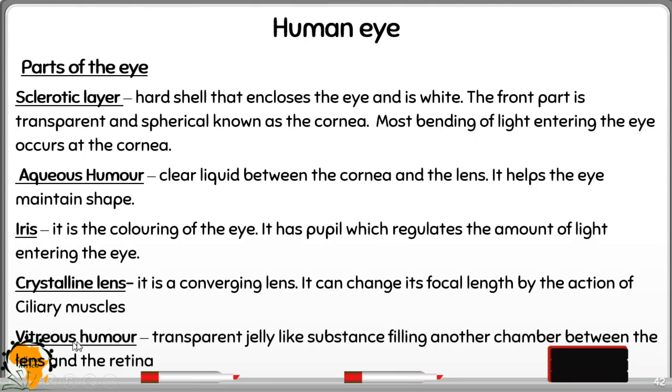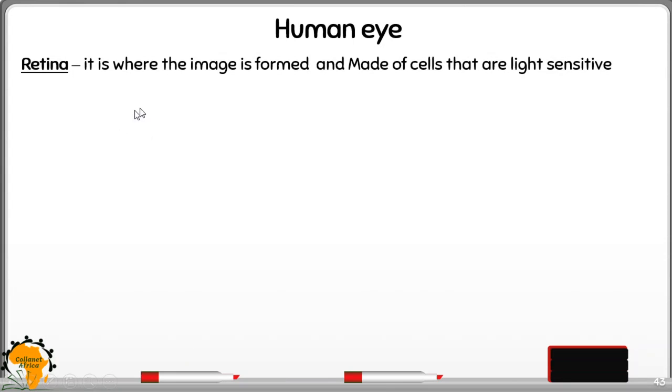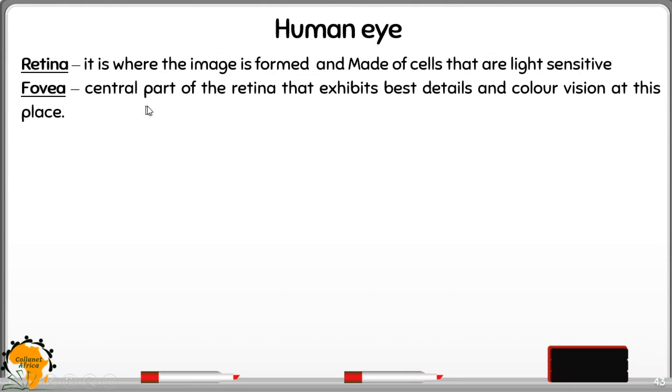We have the vitreous humor. This is a transparent jelly-like substance filling another chamber between the lens and the retina. We continue with the parts. We have the retina. This is where the images are formed, and it is made of cells that are sensitive to light. This is the central part of the retina, and it exhibits the best details and the color vision at this place.